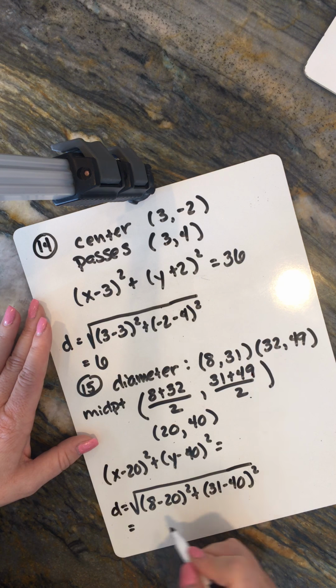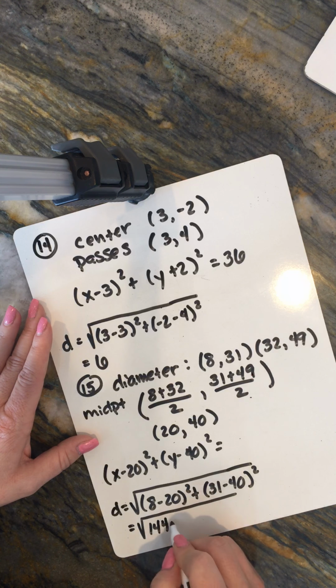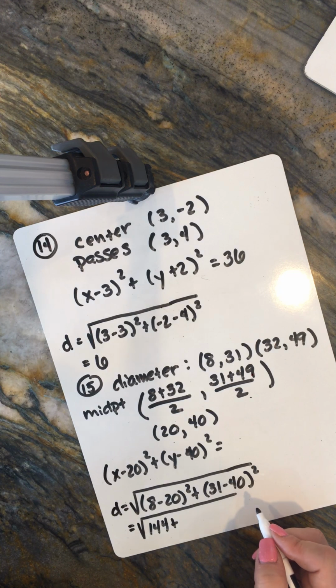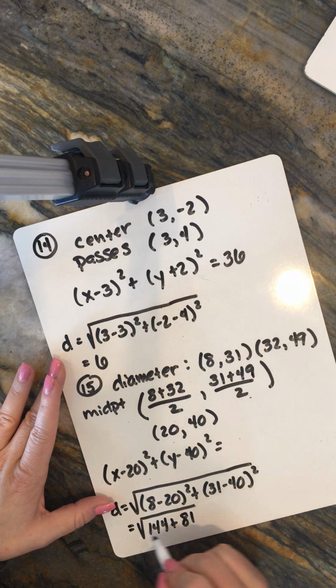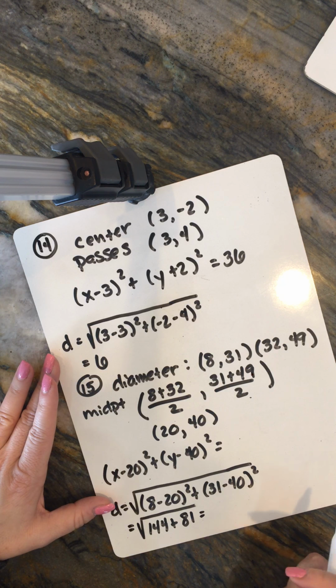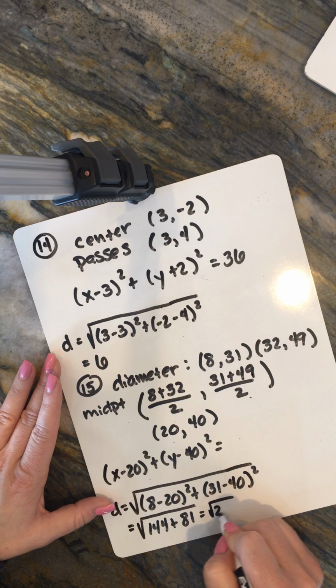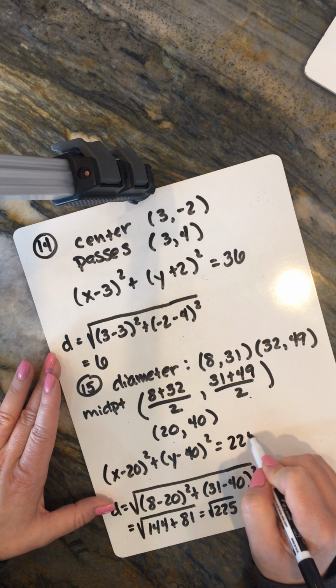So 8 minus 20 gives us a -12. Squared is 144 plus 31 minus 40 gives us a -9. Squared is 81. So 144 and 81, 225. So that's a radius of 15, squared is 225.